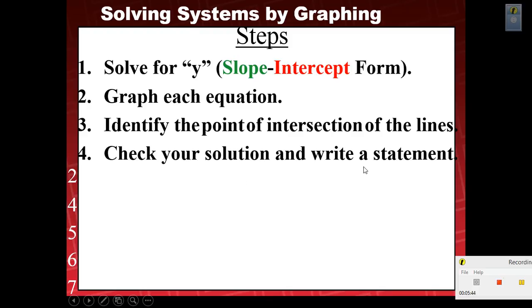Step 1, solve for y, which is what? In slope-intercept form. Step 2, graph each equation. Step 3, identify the point of intersection of the lines. Step 4, check your solution and write a statement.